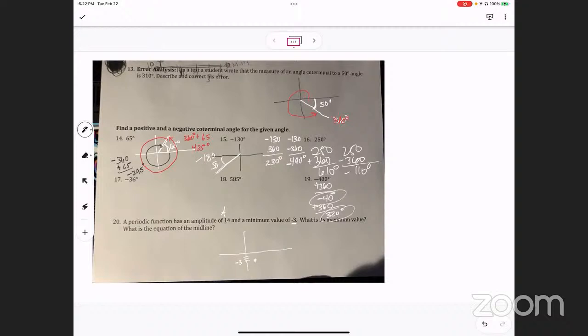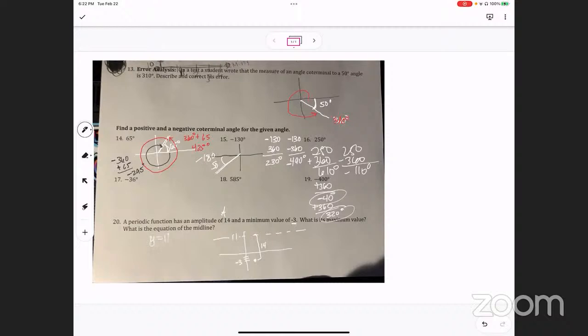Well, what does it mean to be an amplitude? It's how far away from the midline, right? That's right. So the midline is going to be 14 away from the minimum. What's 14 away from -3? 11. Good. That's your midline: y equals 11.